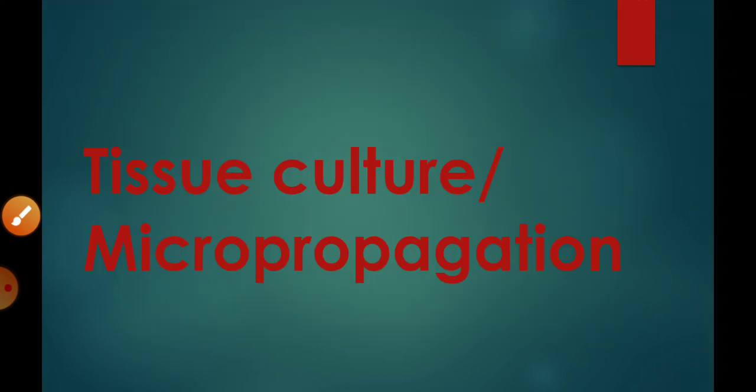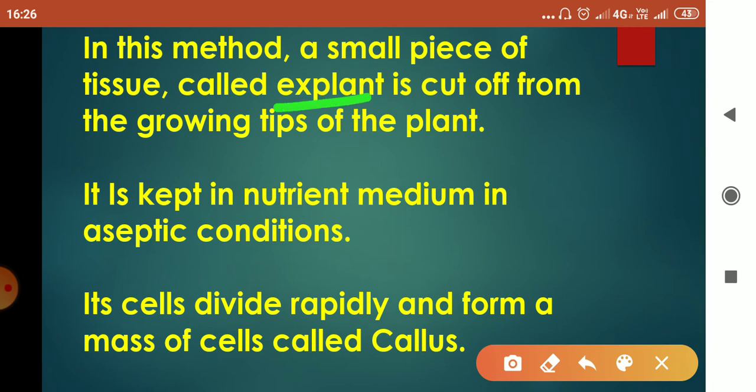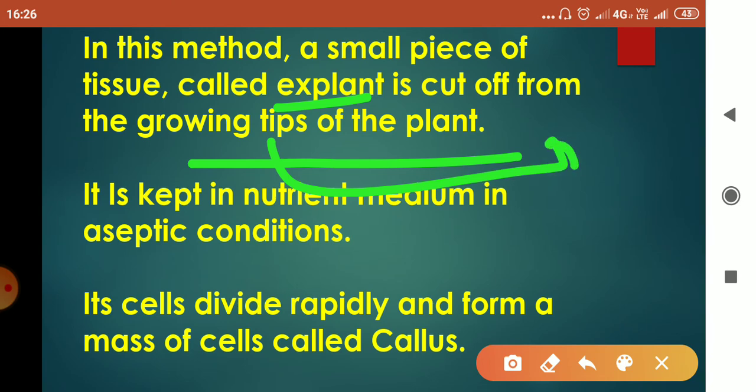The last method of artificial vegetative propagation is tissue culture or micropropagation. In this method, a small piece of tissue called an explant is cut off from the growing tip of the plant. Children, why the growing tip? Because the growing tip contains meristematic cells, and those are actively dividing cells.